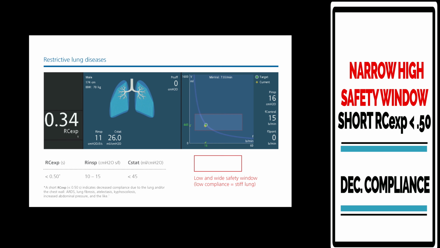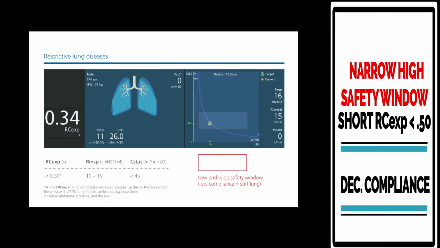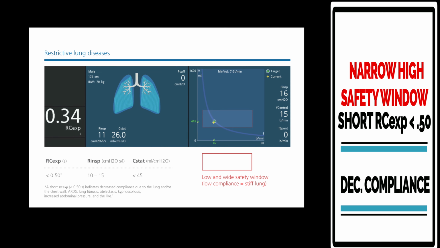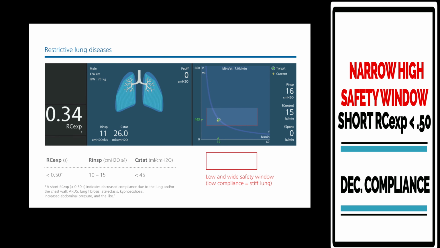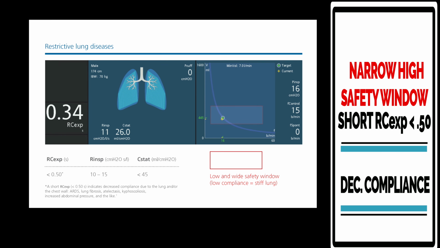A short expiratory time constant, less than 0.50, indicates decreased compliance due to the lung or chest wall caused by ARDS, lung fibrosis, kyphoscoliosis, and elevated abdominal pressure.